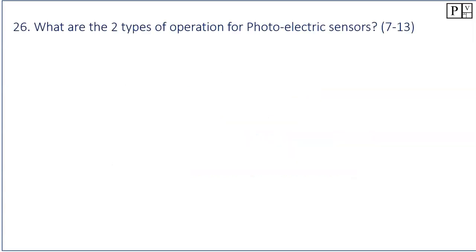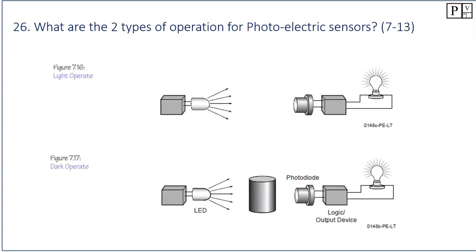Okay, what two types of operation are there for the photoelectric sensors? So we have light operate and dark operate. So light operate, the sensor is turned on when it sees the light. Dark operate, the sensor changes state when the light is broken.